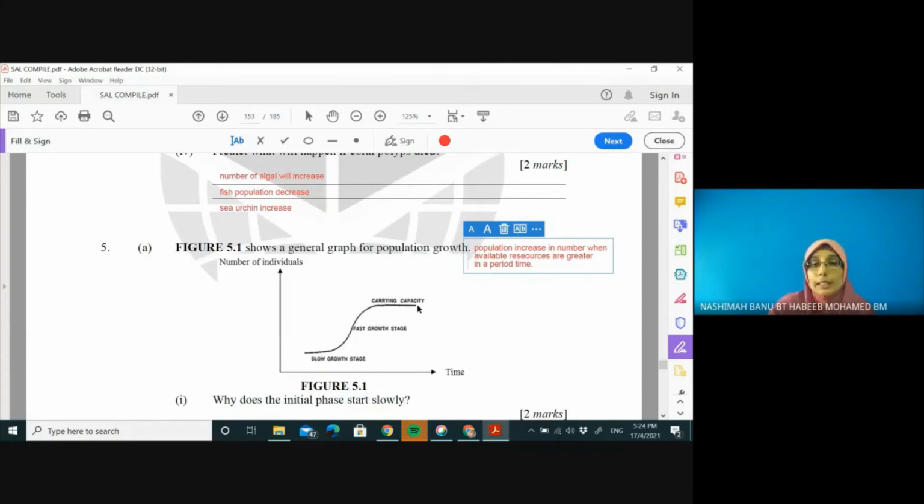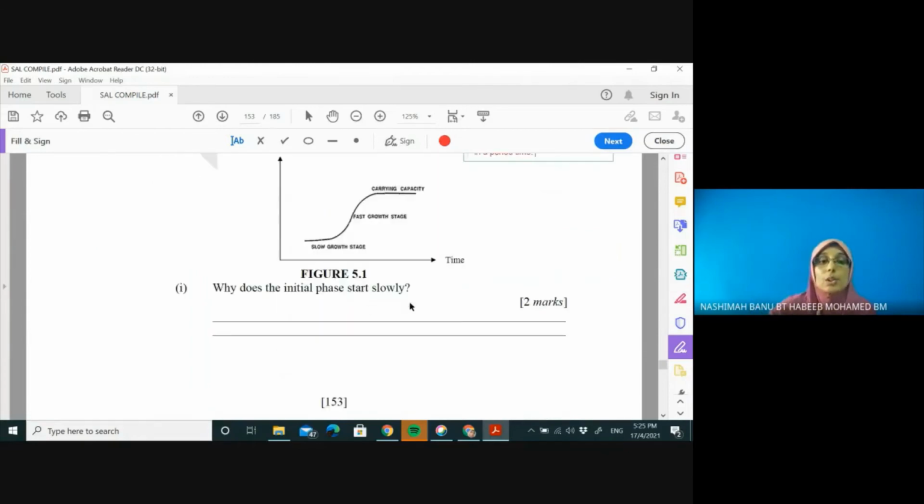Okay, so if you look at here, slow grow, fast grow and carrying capacity. Okay, so dia adalah S-shape. Carrying capacity tu maksudnya itulah yang environment tu boleh tampung dia. Okay, so maximum lah. So why does the initial phase start slowly? Kat sini lah. Kenapa initial phase start slowly? Right. So 2 markah diberi.